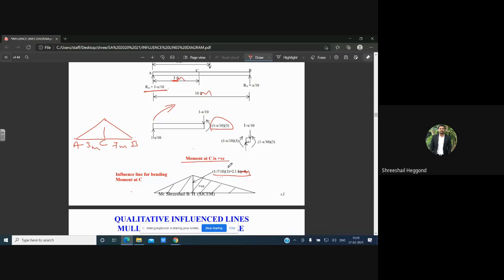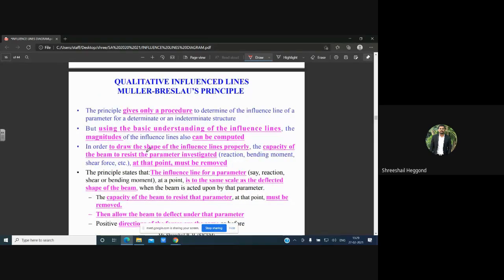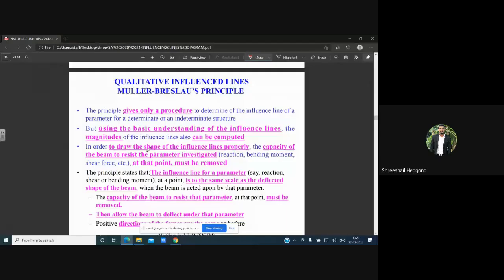Okay, we'll be solving some of the numericals. You'll clearly understand how to draw as well as how to use those. Next, quantitative influence lines are the Müller-Breslau principles for drawing the ILDs, which will be used for preparing the ILDs. He has given some of the principles which should be used for execution of ILDs. That we'll see now, and then we'll be solving the numericals.